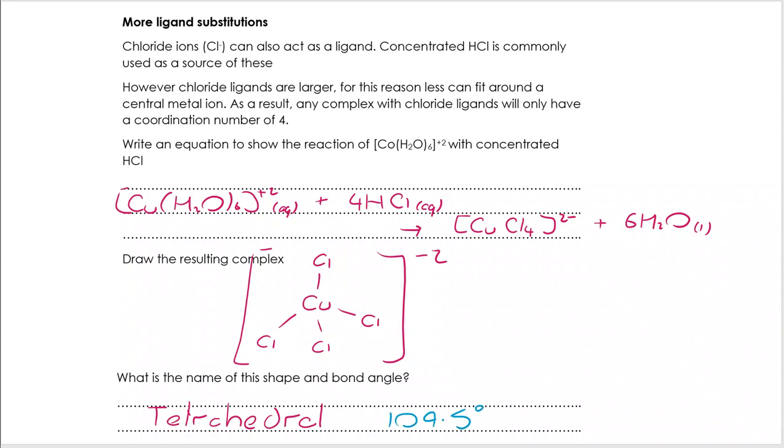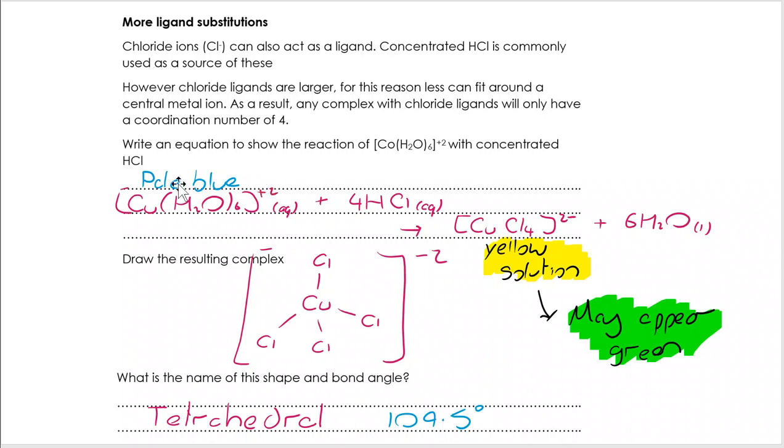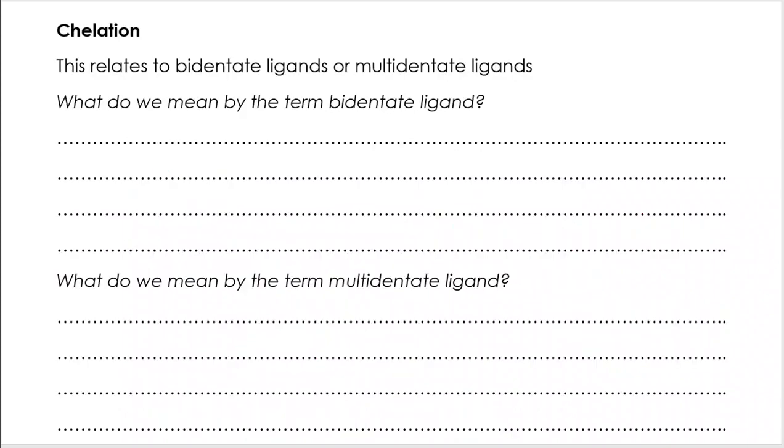109.5°. You are also going to need to remember the colour changes here. We start with a pale blue solution. We end up with this, which is a yellow solution. But there's an added complication here. Because if I have a blue solution turning yellow, it may first appear green, as the blue and yellow colours are mixed. Going to finish off this video by looking at chelation.